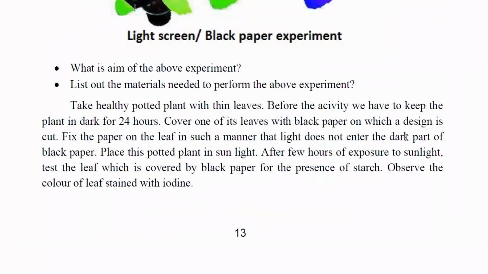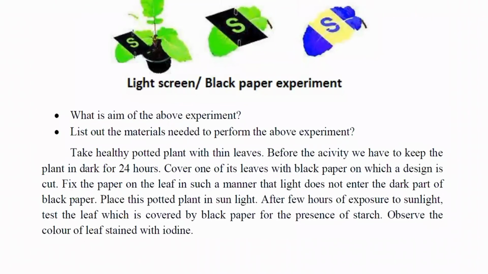Now let us observe the procedure which was given. Take a healthy potted plant with broad leaves. Before the activity, we have to keep the plant in the dark for 24 hours. Already I said why: to make sure that the leaves are free from starch. Then cover one of its leaves with the black paper on which a design is cut and fix it. In this experiment, we took a broad leaf and the black paper is cut in an S shape, as I already explained.